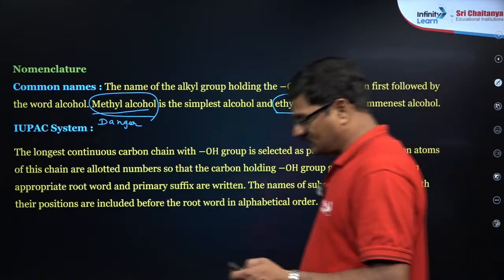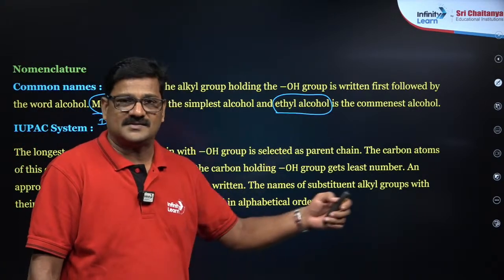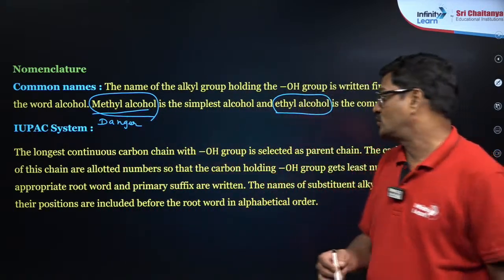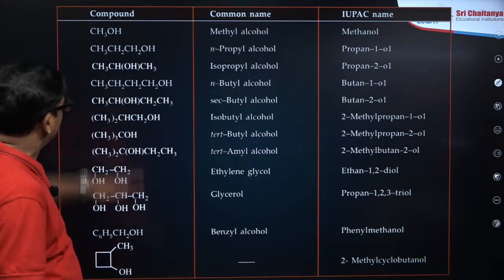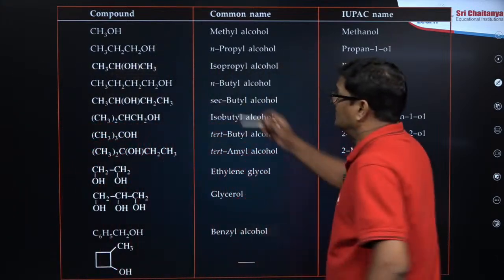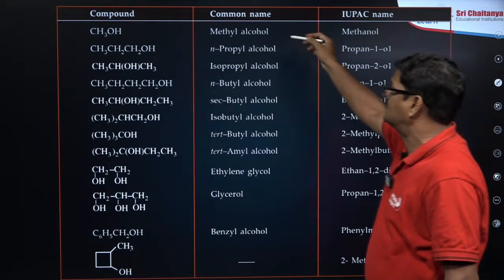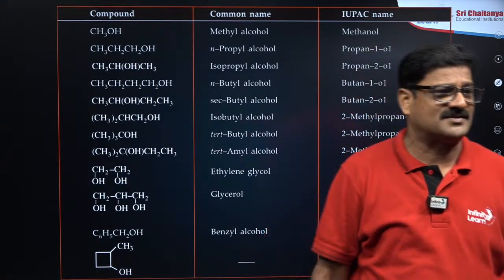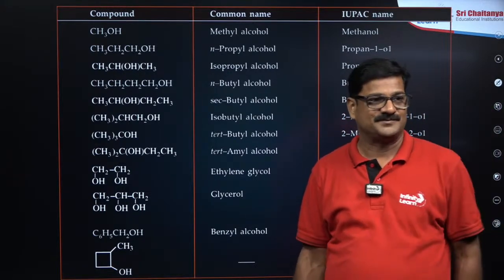Now the IUPAC system: names are given as prefix, root word, suffix. Prefix and root word are according to the alkane, and the suffix should be given as -ol, so they are given as alkanol. If you see, this is a list of compounds with common names and IUPAC names. This is methanol, called methyl alcohol. Yes, liquor means the alcohol drink that people consume, right?